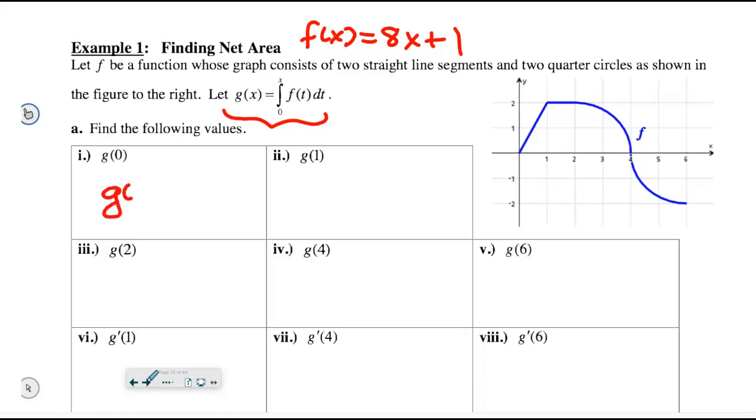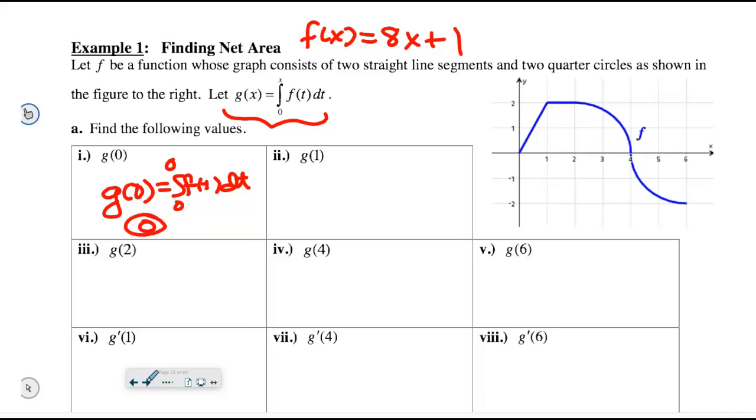So when it asks me what's g of 0, I'm just supposed to integrate from 0 to 0 under the curve. You don't need to write that unless you want it on there. But what's the answer? 0. Yeah, I'm not going anywhere. There's no area. That's done.